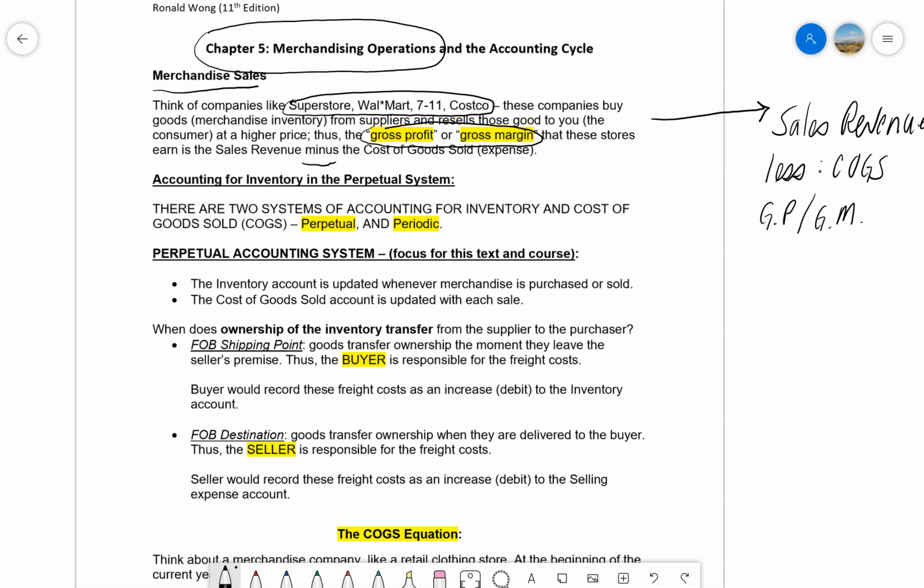Now, in the textbook, they talk about two types of inventory systems, perpetual and periodic. Now, our focus is going to be on the perpetual inventory system. The perpetual inventory system always has an up-to-date inventory account, and every time there is a sale, the cost of goods sold is also updated.